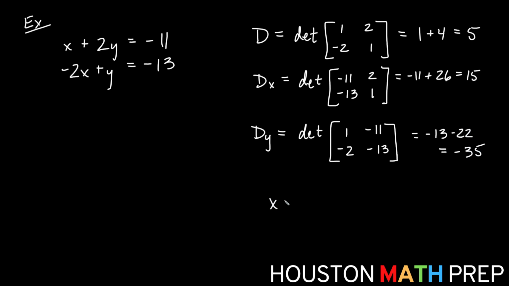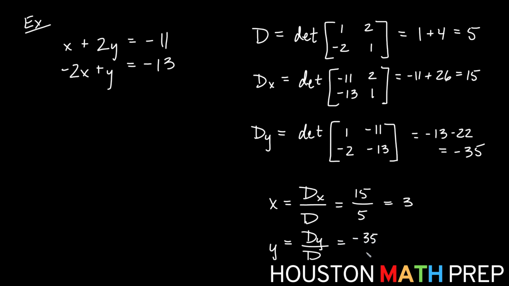Okay, so x is d sub x over d, which is 15 over 5, so that's 3 in this case. And then y is d sub y over d, which is negative 35 divided by 5, which is negative 7. Okay, so 3 for x, negative 7 for y.